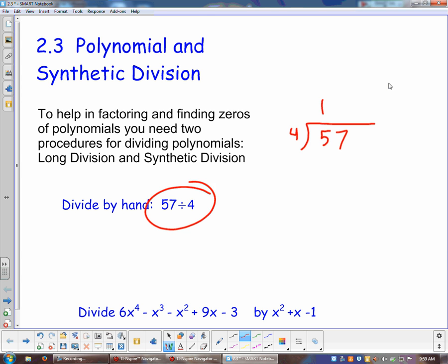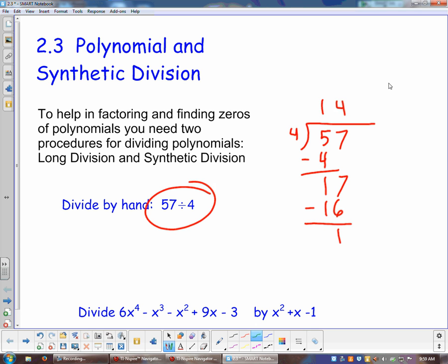Multiply, right? Multiply the 1 times the 4. And I write it here. And then I subtract. And I get what? I get 1. Then the next step is to bring down the 7. Now I say 4 goes into 17 4 times. Then what? Multiply that 4 by this 4, and I get 16. Subtract again, and I get 1.